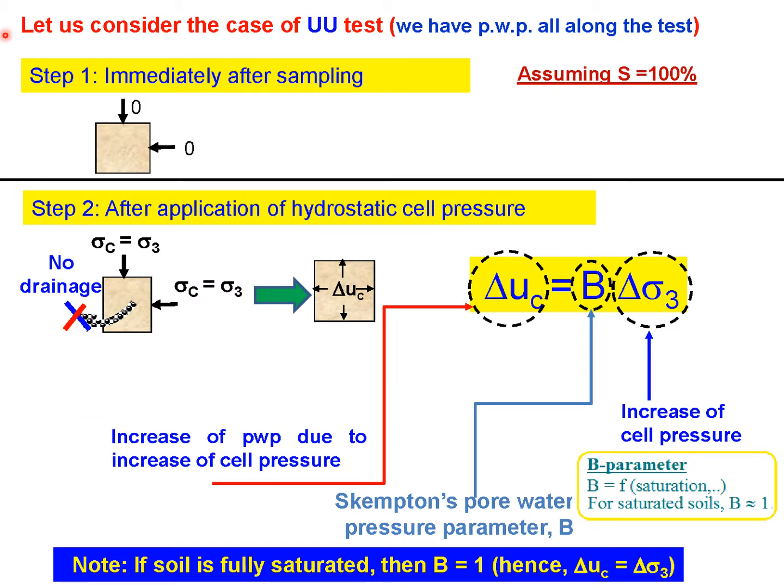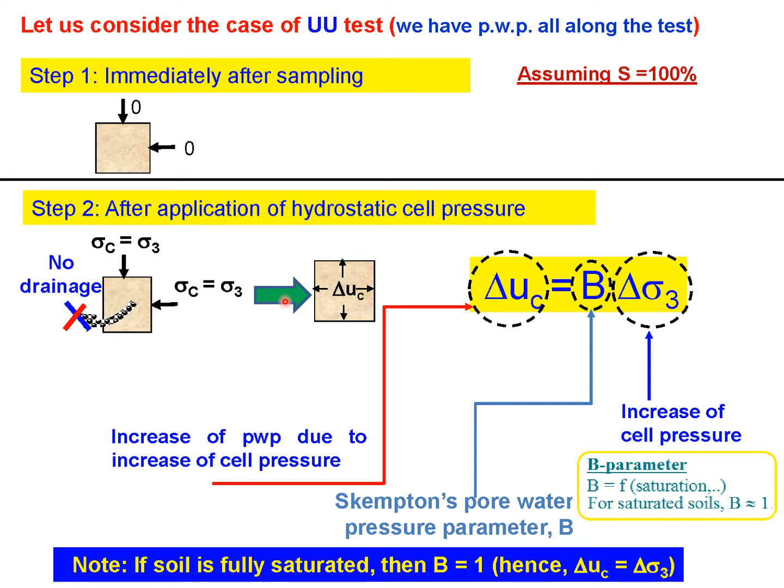So let us consider the case of UU test. Step 1, immediately after sampling, no vertical stress, no lateral stress. Step 2, after application of hydrostatic cell pressure, that is sigma C, that is equal to sigma 3, and it is acting all around the sample. So the vertical stress is also equal to sigma C, that is sigma 3 initially. And the pore water pressure, that is delta U sub C, is because of this hydrostatic cell pressure.